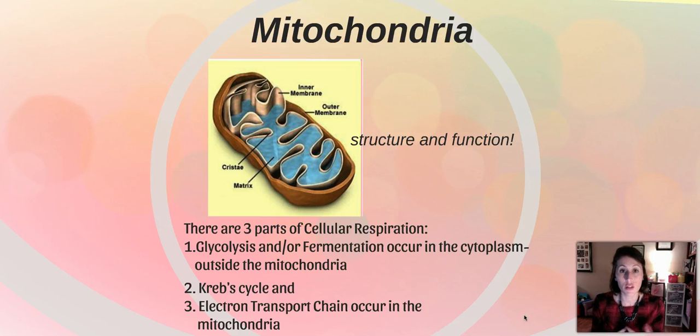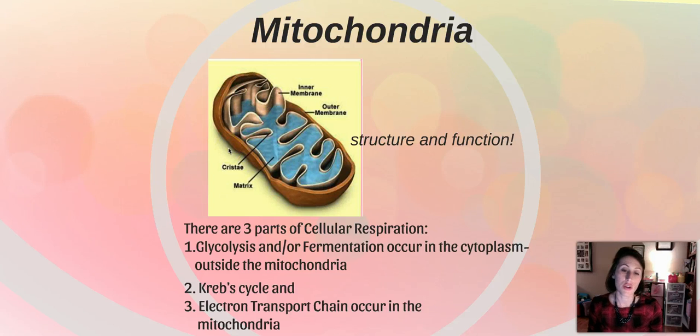First, we need to understand a little bit more about the mitochondria. Mitochondria is an organelle that is in all eukaryotic cells, so plant cells and animal cells and fungus cells have these. Like I said before, there's three parts of cell respiration. Glycolysis is the very first part, and that occurs in the cytoplasm. So that's going to occur right here, right outside of the mitochondria, okay?